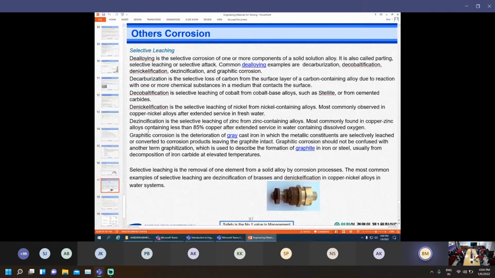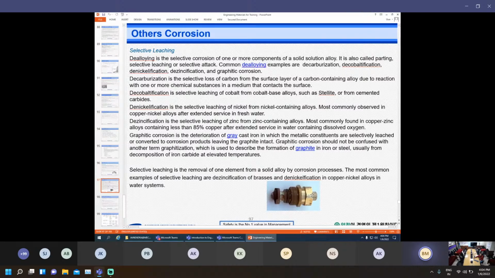A very interesting term: selective bleaching. Selective bleaching means sometimes you will see in the photographs that some part of the material is corroded, but some part is not corroded. That is called selective bleaching. Some part will be corroded and some part looks like a new one.